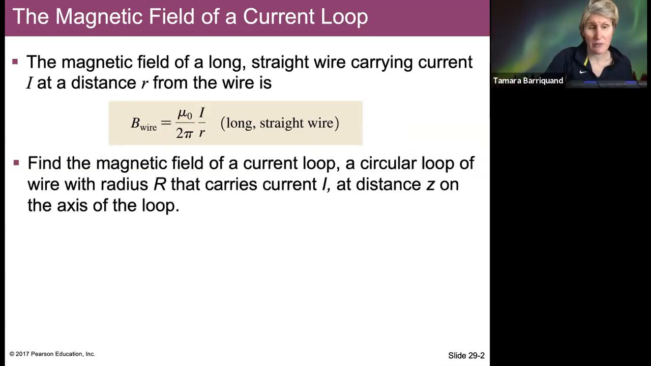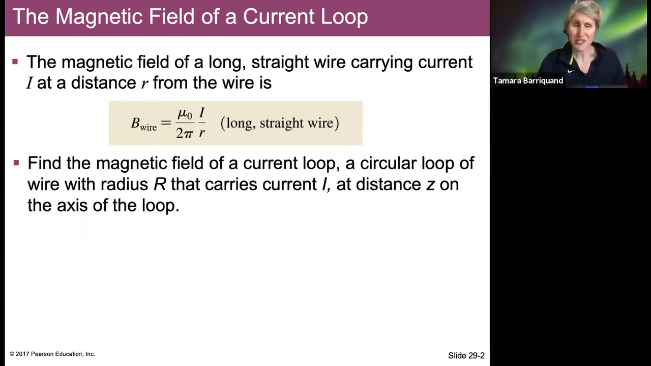Now what we want to do is to find the magnetic field of a current loop, which is a circular loop of wire with radius capital R that carries current capital I. And we want to find the magnetic field at a distance Z, which is on the axis of the loop. So let's first talk about what is a current loop.